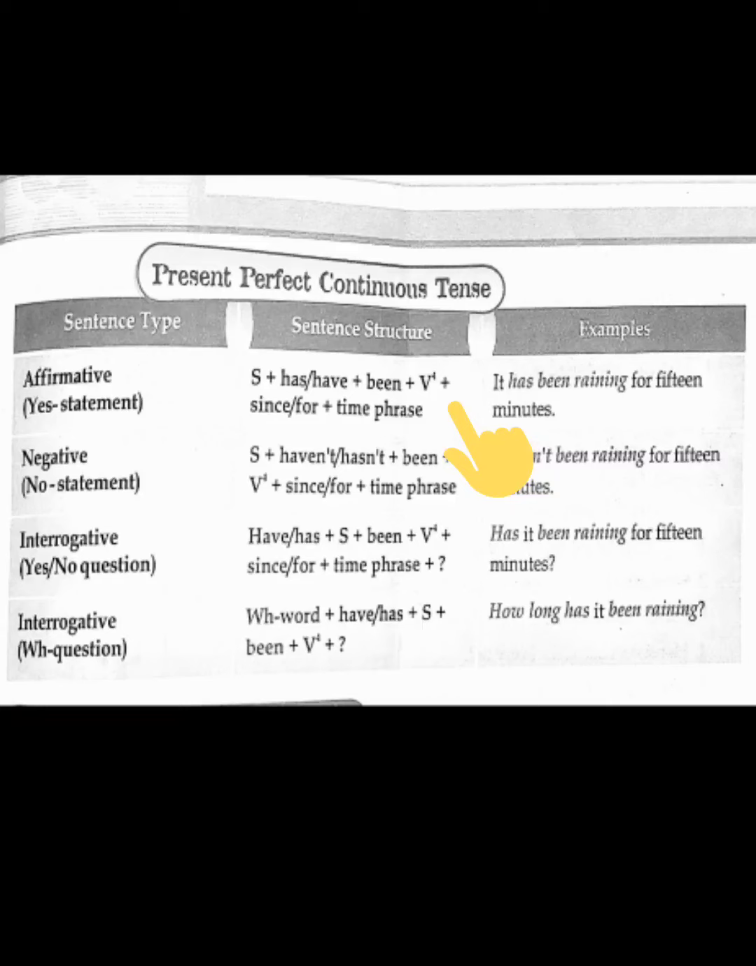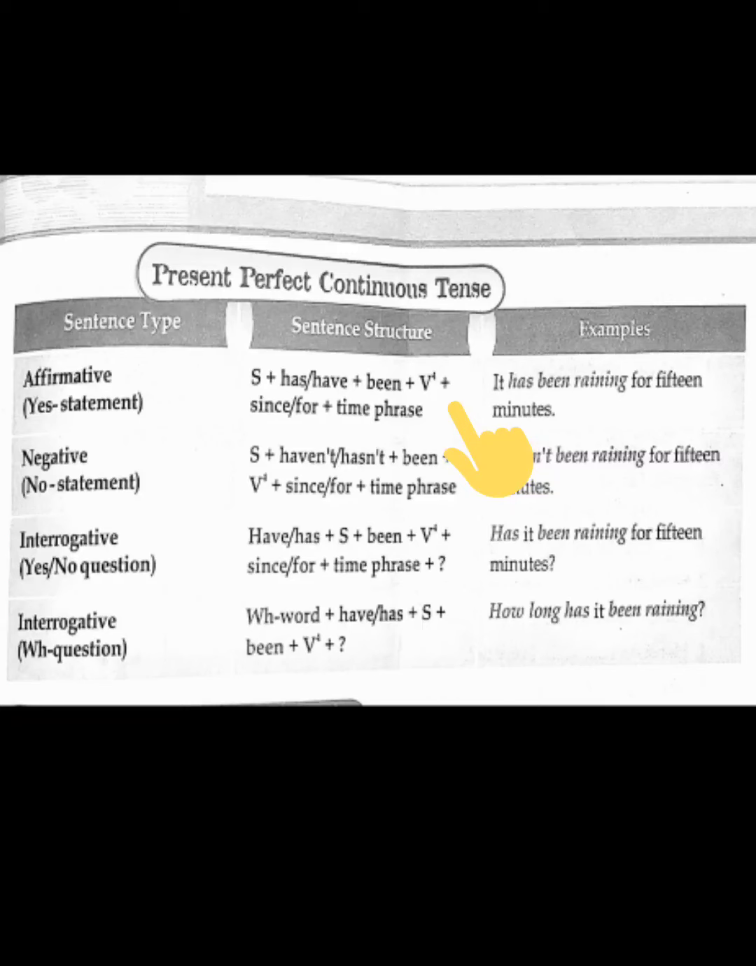Subject plus has or have plus been plus verb fourth form. Verb fourth form means verb first form plus ing. Then plus since or for plus a time phrase. So here time is very important. Okay. So the example can be, it has been raining for 15 minutes. So this is a simple statement, right?